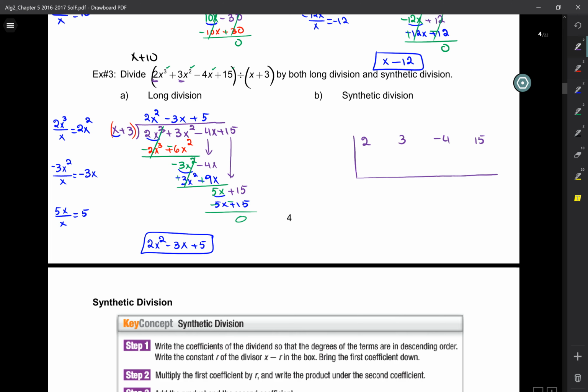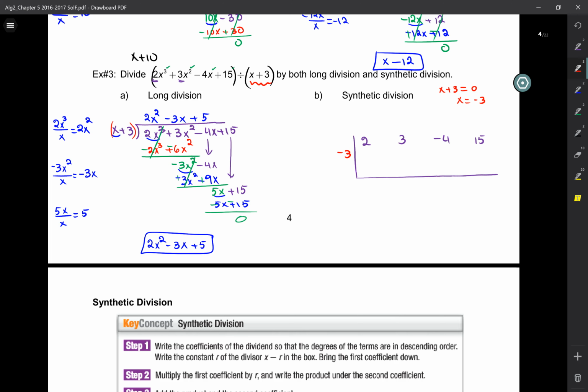All right, now what is going to go on the outside of this? I take my x plus 3 and I set it equal to 0 and I solve for x. So what do I get for x? Negative 3, and it's that number that goes up there.